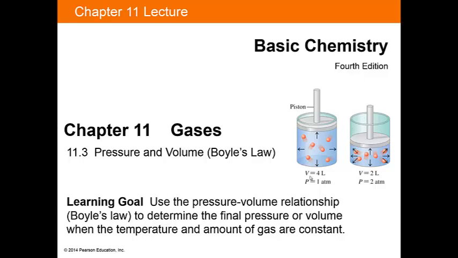So you can see here we've got a volume of 4 liters at 1 atmosphere. Well, when we reduce the volume of the chamber, we now increase the pressure to 2 atmospheres. And you'll notice that we decreased the volume by half. And what happened to the pressure? Well, it doubled. Okay.